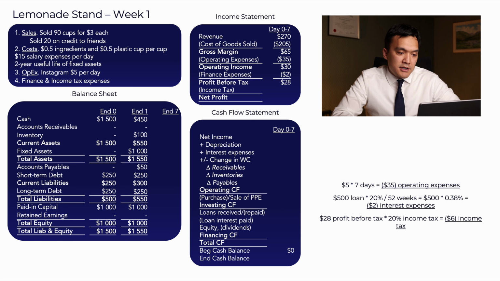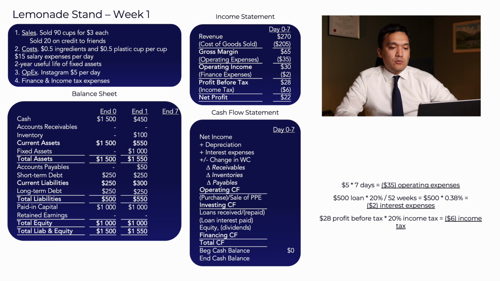We have a 20% profit tax, so 20% of $28 is $6. So we have $6 of income tax. So our net profit is $28 minus $6 of income tax. We have $22 of net profit during the period.